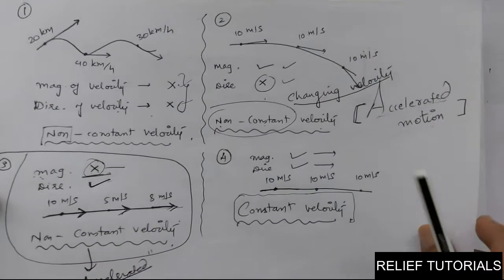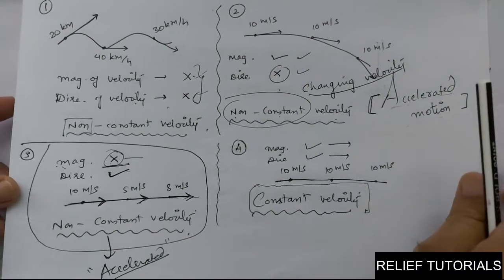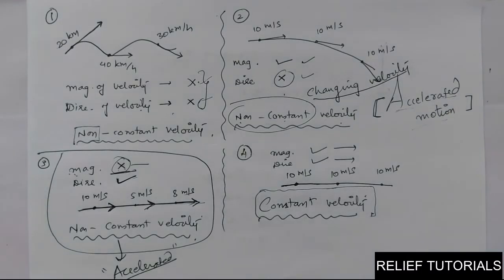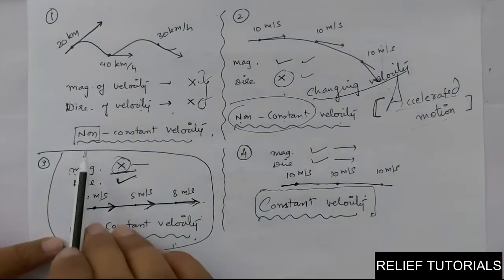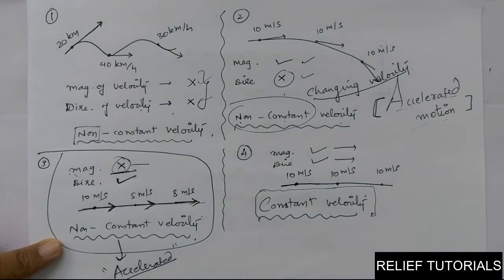In the previous lecture we discussed some numericals from the exercise regarding distance, displacement, average speed, and average velocity. Also we discussed one important topic in the last lecture: if the particle is not moving with constant velocity, that is called non-constant velocity.